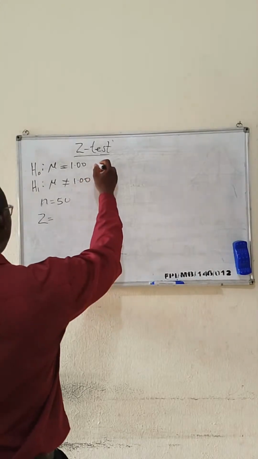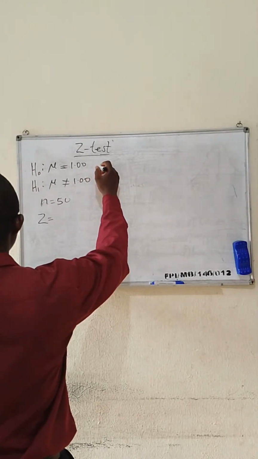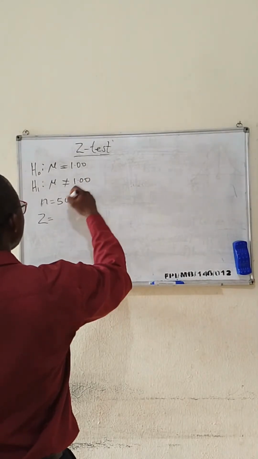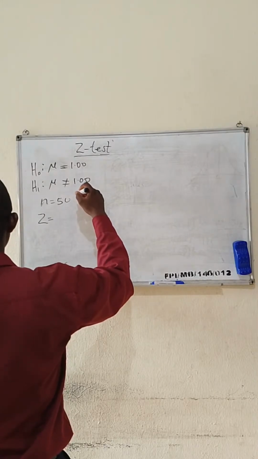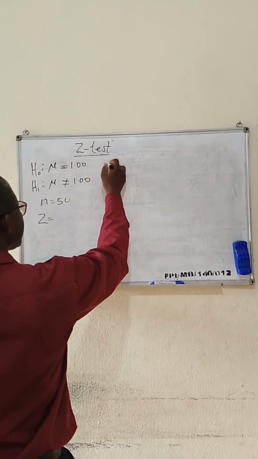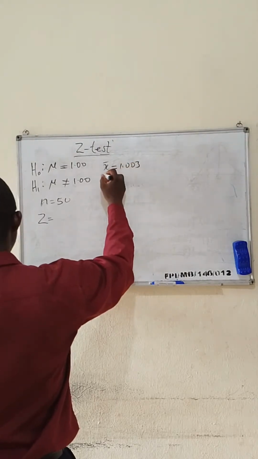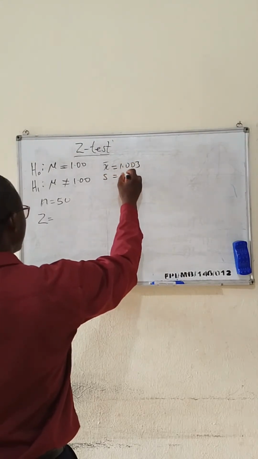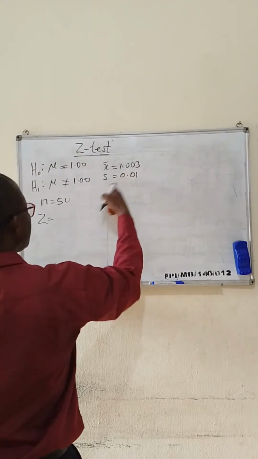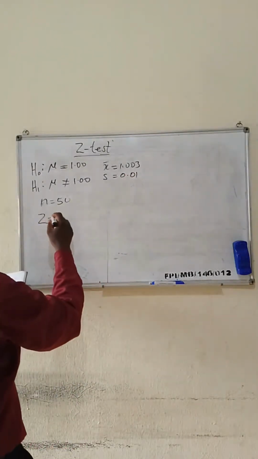Now, before we go, we are told that n is equal to 50. That is correct. And then the average length, x bar, equals 1.003. Then the standard deviation equals 0.01. Those are the values given. So we can apply this Z test.